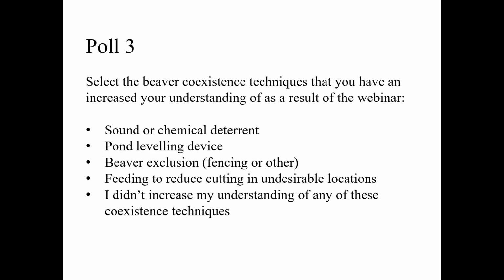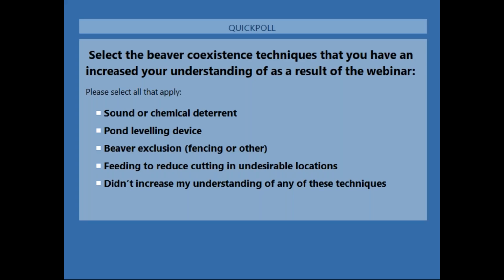I'm going to ask you again to fill out a poll to tell us if you increased your understanding of some of these beaver coexistence techniques as a result of the webinar. This is one of the ways that we evaluate our work. So if you just want to take about 20 or 30 seconds, and just identify any of those that you feel are applicable for you.